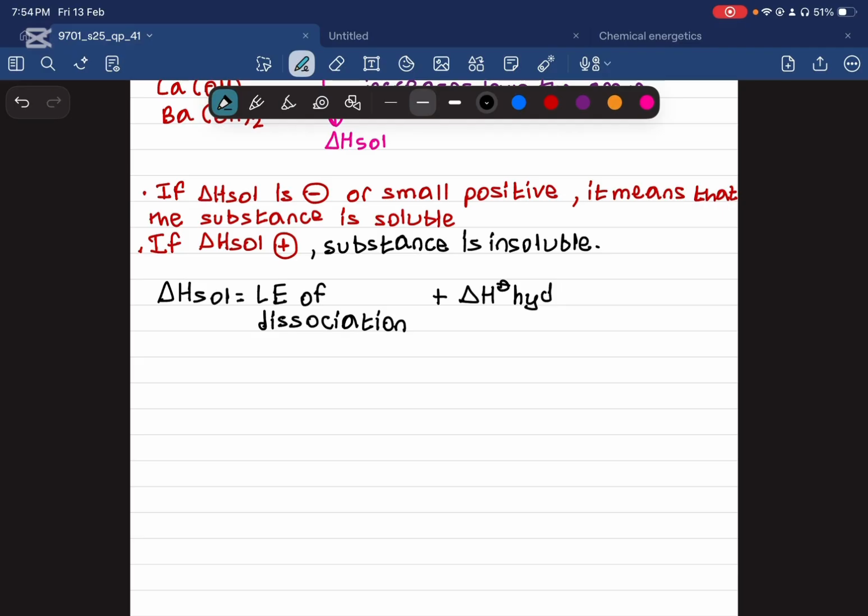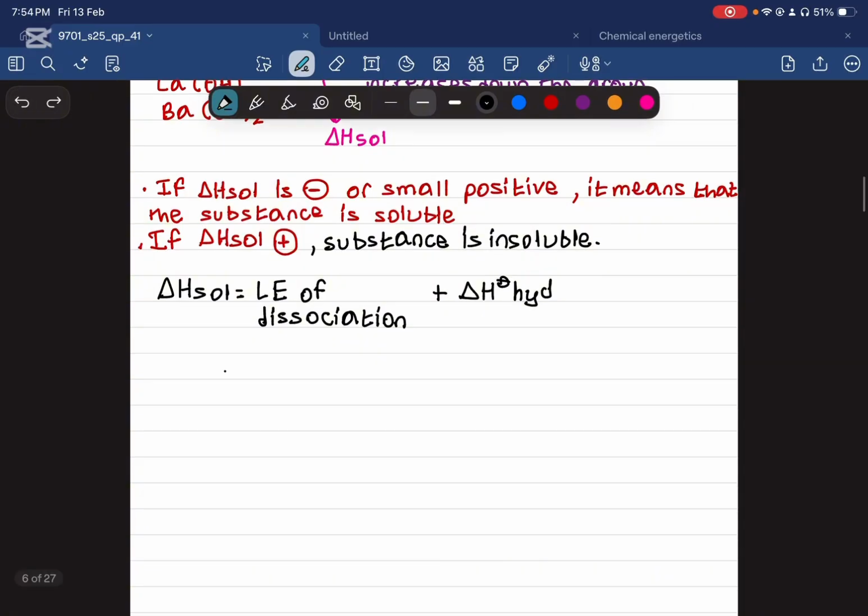Now, if lattice enthalpy, what you learned in your syllabus, is negative, because of bond forming, then shouldn't lattice enthalpy of dissociation, the reverse, be positive? It will be. And obviously, enthalpy change of hydration is bond forming. This is separate. This is negative.